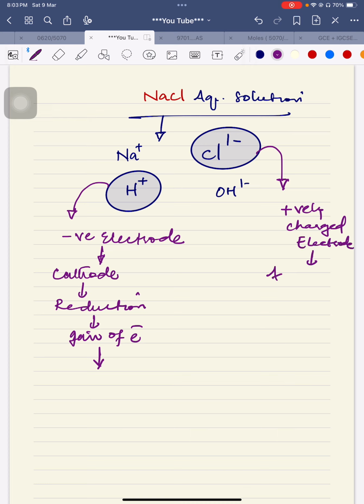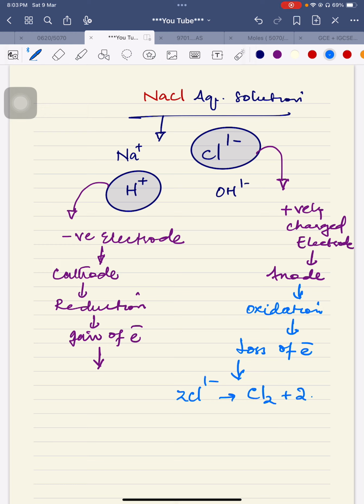It is called anode. And what is happening at the anode? It is oxidation. What is oxidation? It is loss of electron. We can say this thing, that equation will be 2Cl⁻ → Cl2 + 2 electrons.